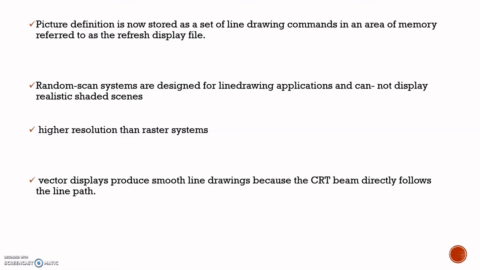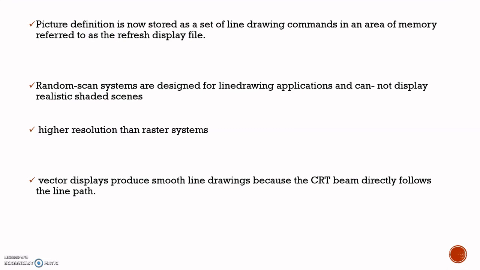The refresh rate on a random scan system depends on the number of lines to be displayed. To display the specified picture, the system cycles through the set of commands in the display file, drawing each component line in turn. After all line drawing commands have been processed, the system cycles back to the first line command in the system. Here the refresh rate is 30 to 60 frames per second.